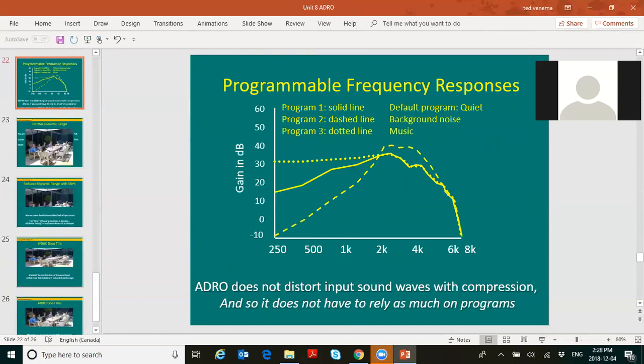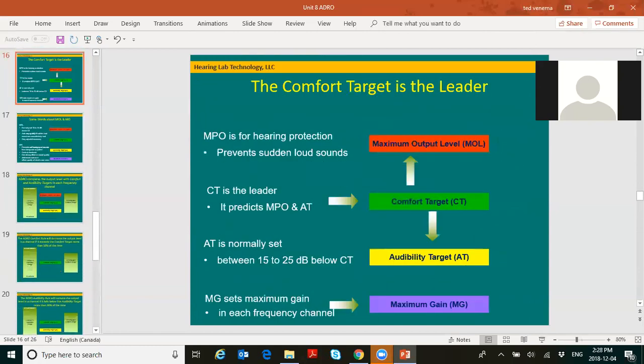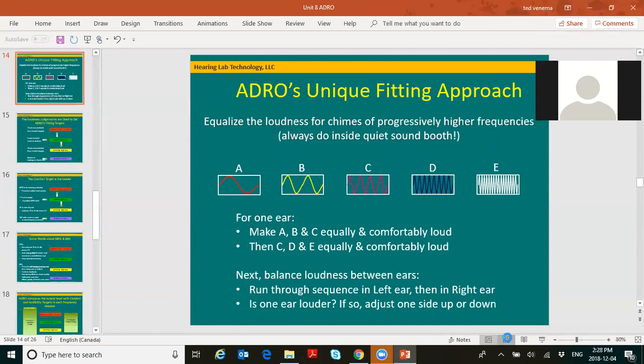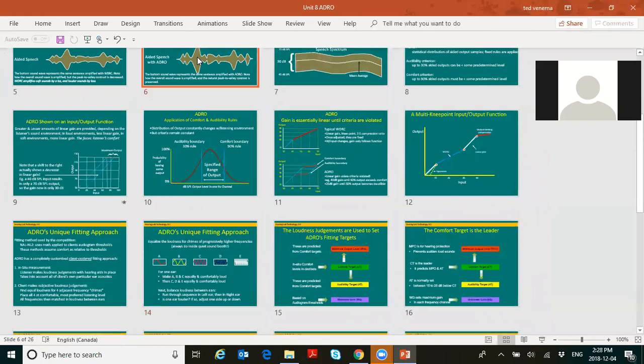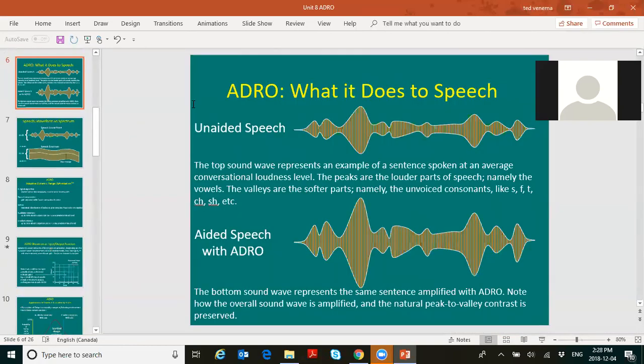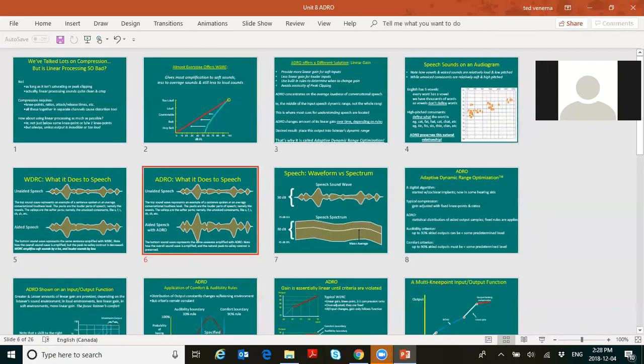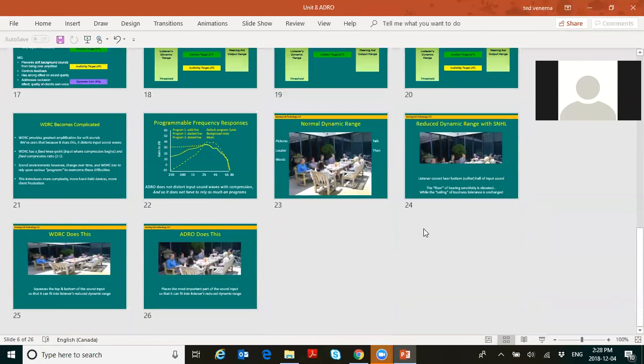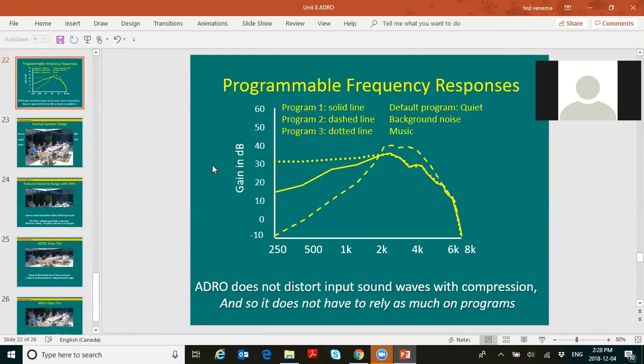But if you're using good old ADRO, they're saying, because it's preserving the peak to valley contrast, because it's doing this, okay, therefore you don't have to rely as much on all these different programs, so less need for handheld remote controls, less complexity.